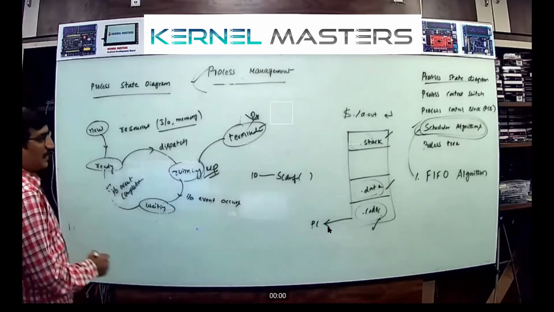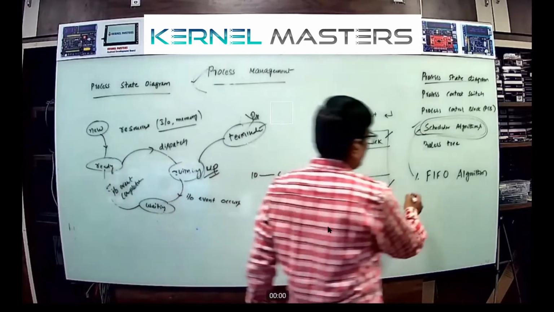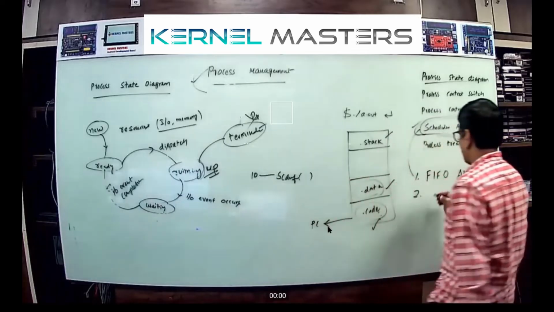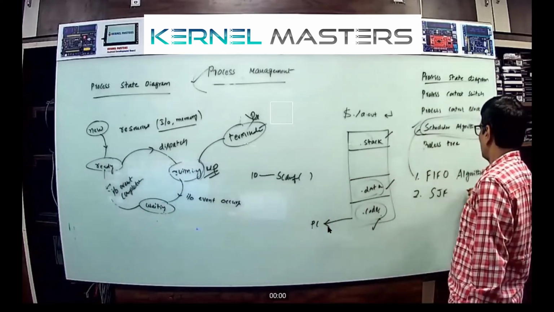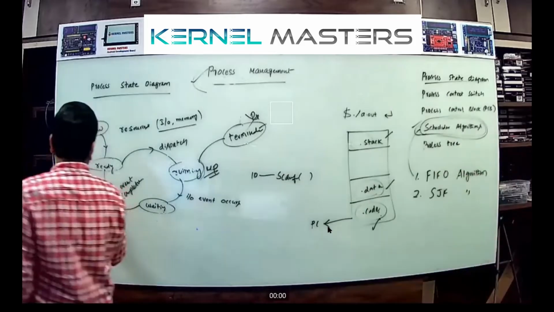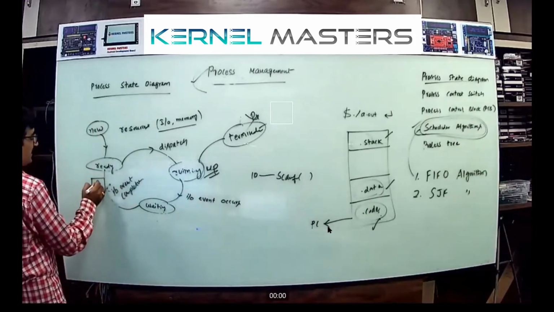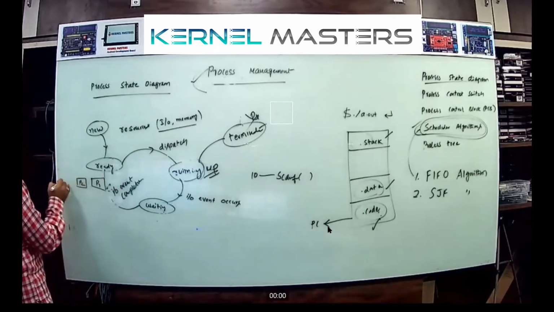So the second algorithm we can take is the shortest job first algorithm. For example, what is the shortest job first algorithm? You can see P1, P2 in the queue.